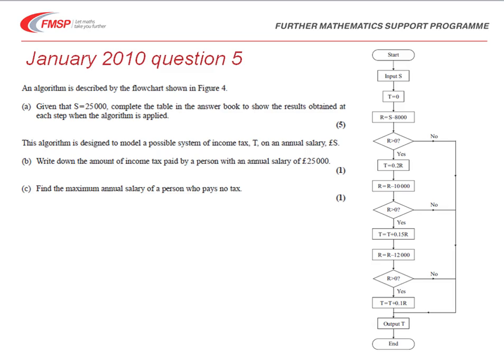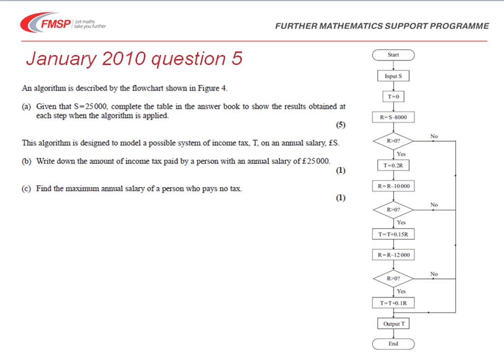It goes on from there, once we've done that, to say that the algorithm is designed to model a system of income tax on a salary S. So you're asked to use your answers to write down the amount of income tax paid by a person with salary £25,000. Notice that is the 25,000 that we entered as S in the first place. And also, to check your understanding of what's going on in the flowchart, find the maximum salary of a person who pays no tax.